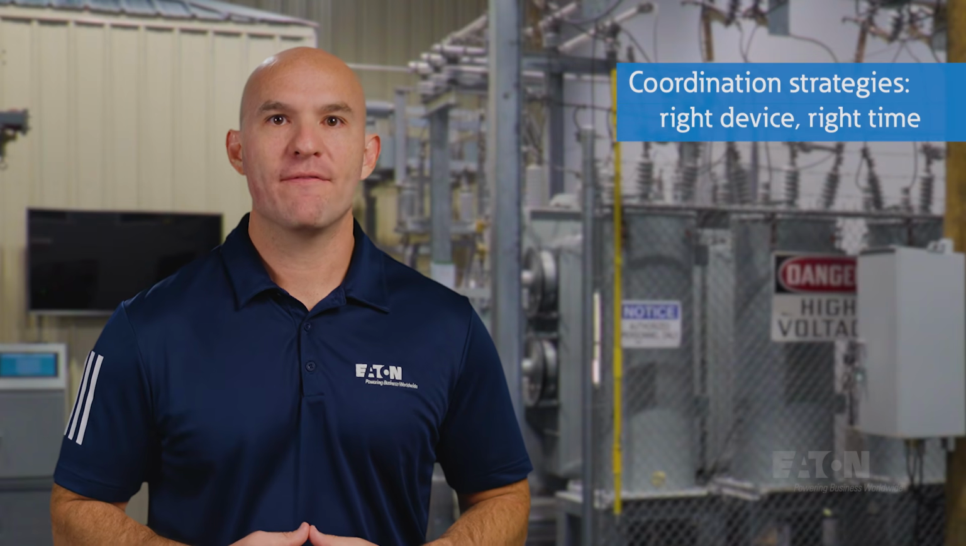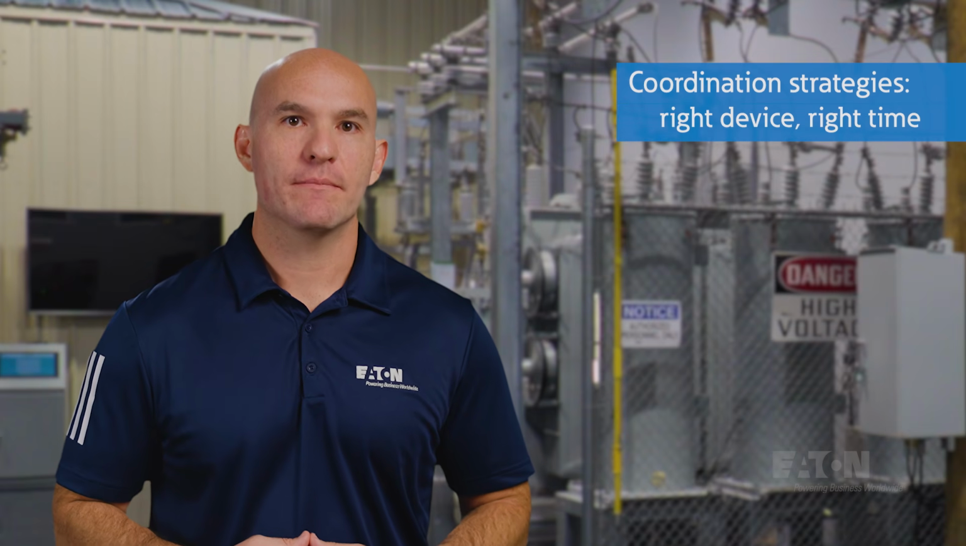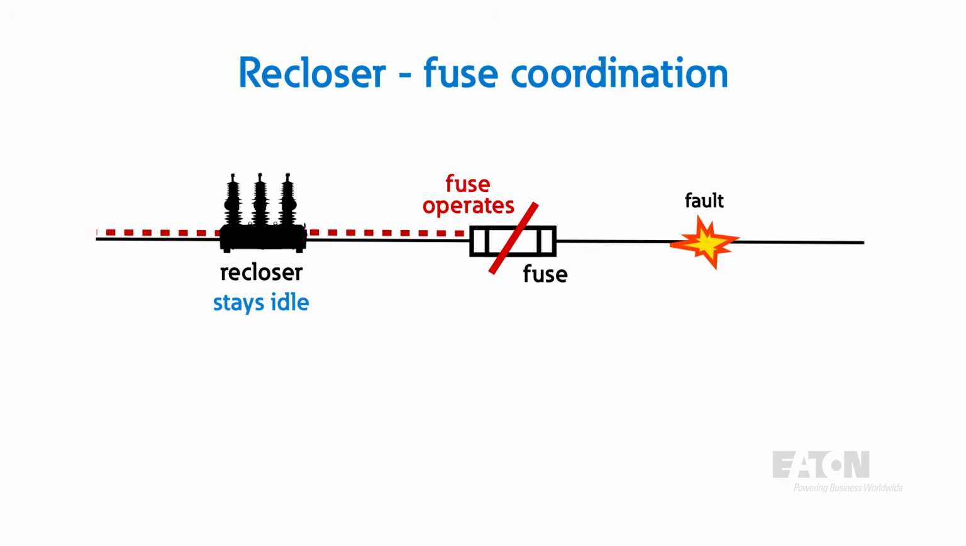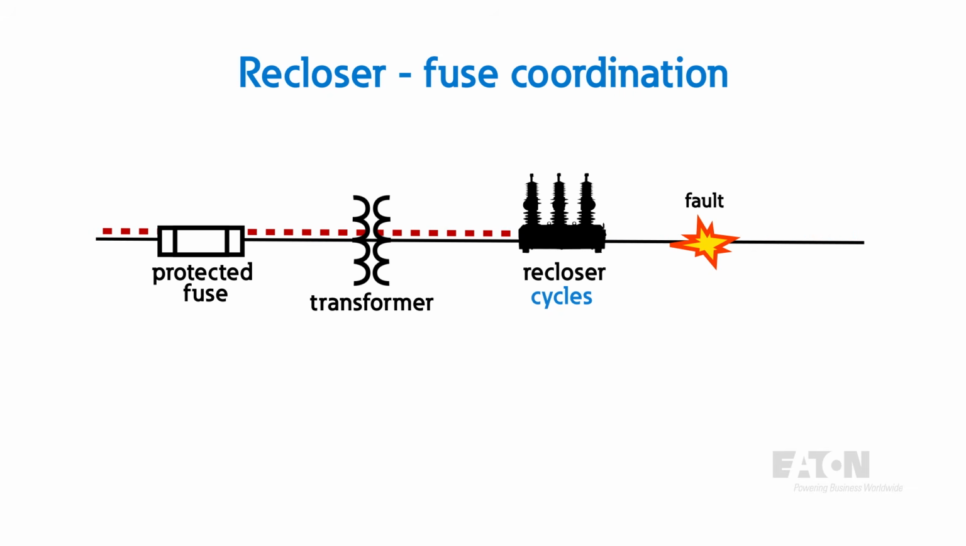At the heart of protection engineering is coordination, making sure the right device operates at the right time. For example, a downline fuse should clear a fault before an upline recloser locks out, ensuring that only the affected segment is isolated. At the same time, a recloser should complete its trip sequence without damaging a source side fuse, maintaining proper coordination and preventing unnecessary outages upstream.